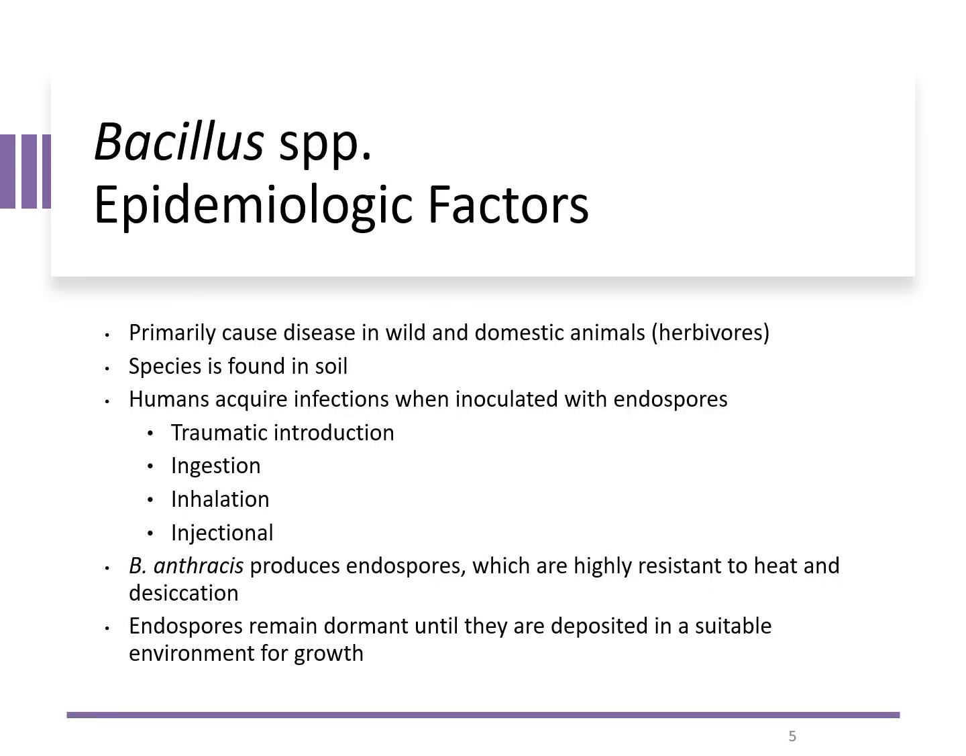Your Bacillus species are usually found within the soil, but they primarily cause disease within wild and domesticated animals, particularly herbivores such as sheep, goats, and cattle. They eat these spores and then they become contaminated themselves. Humans will acquire infections when they're inoculated with these endospores, which could be through some sort of traumatic inoculation or injury. They can be ingested, inhaled, or injected into the system.